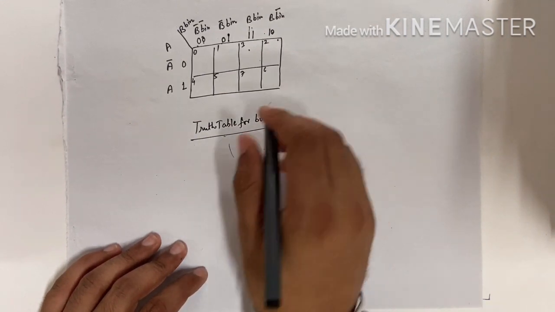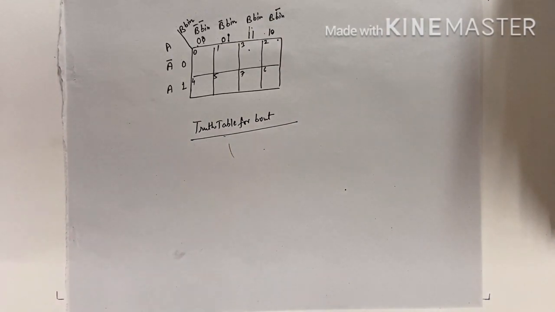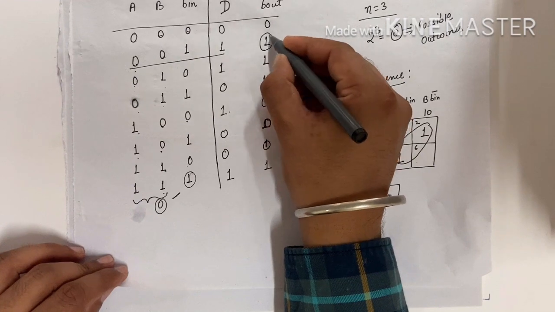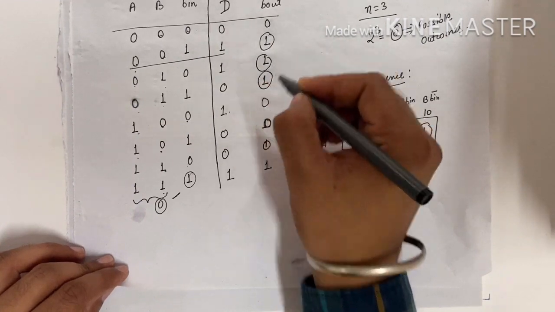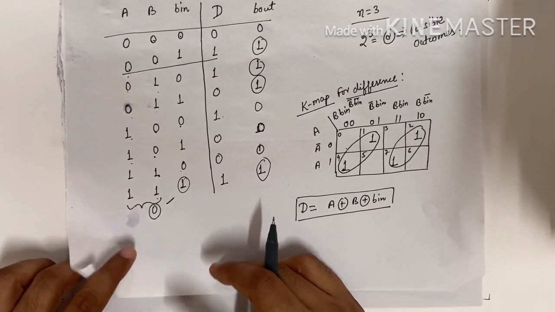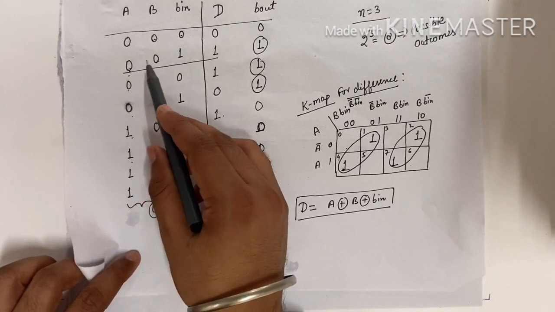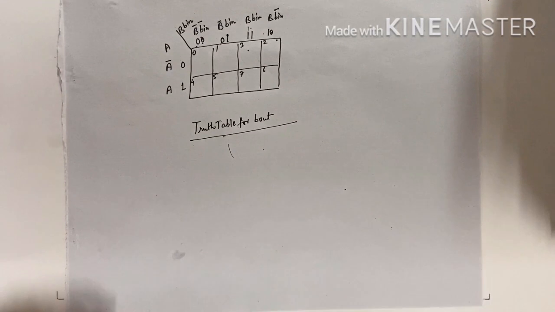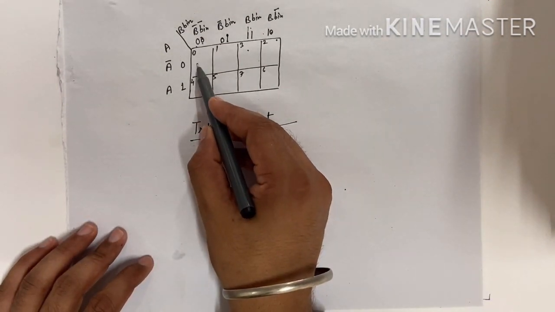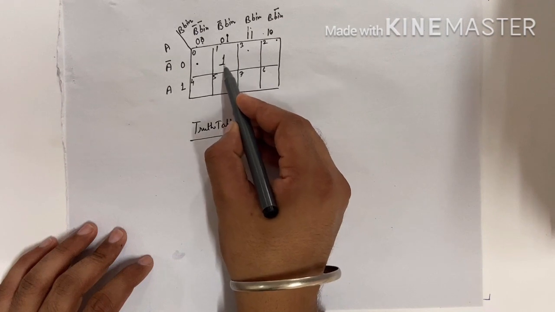We can see the B output condition, that B output is 1 here, here, here and here. In 4 conditions we can get B output is 1. First condition is if A is 0 and B input is 0, 1. So A is 0 and B input is 0, 1. We can write 1 here.